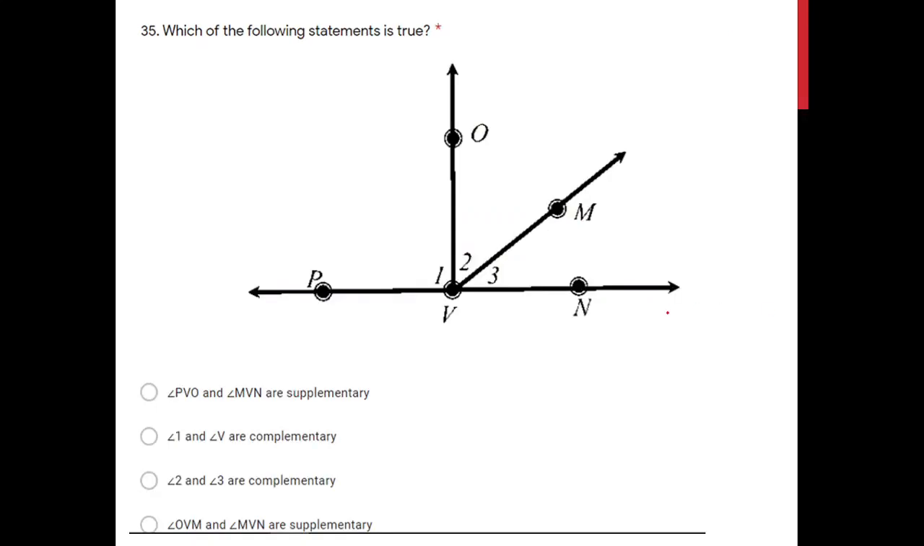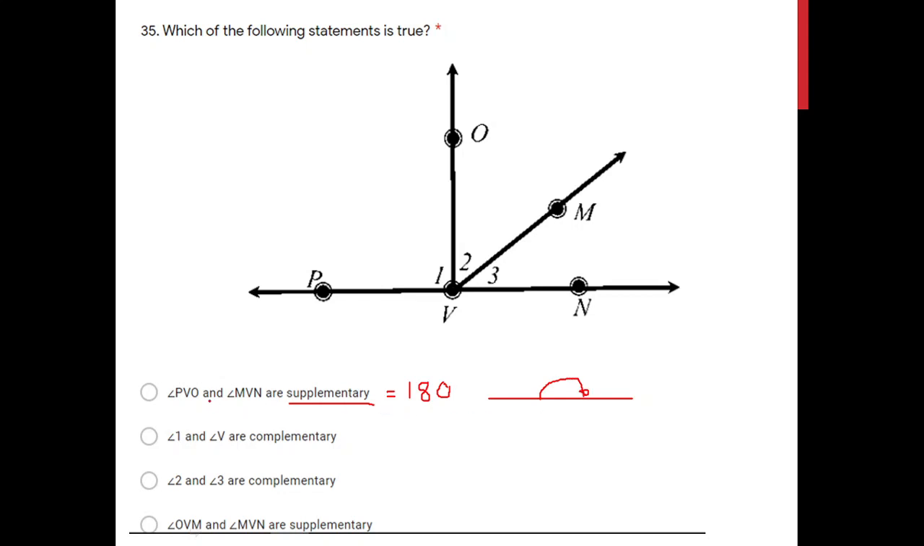Okay, next, number 35. Which of the following statements is true? Okay, so you have choices here. So let's work on the choices. It says that angle PVO and angle MVN are supplementary. Now the word supplementary here means that if you add these two angles, it will equate to 180 degrees. Now 180 degrees forms a line. That is a total of 180 degrees.